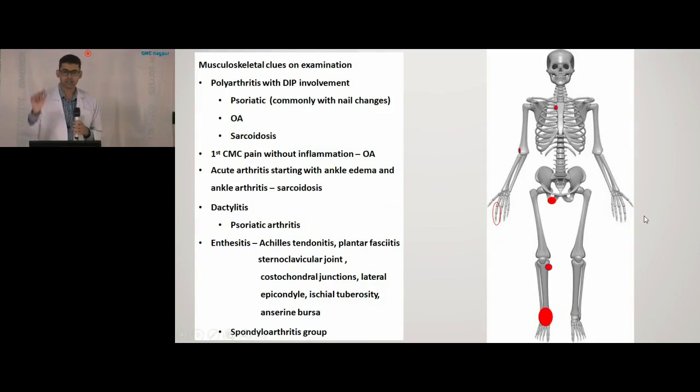Polyarthritis, especially with distal interphalangeal joint involvement: psoriatic more common, psoriatic, OA and sarcoid. First CMC joint involvement, osteoarthritis, especially familial osteoarthritis, is common as compared to others. Acute arthritis with ankle edema, sarcoidosis. Dactylitis, the entire digit is getting involved, the entire digit is swollen, whether in the upper limb or lower limb. Again, the clue should be psoriatic arthritis.